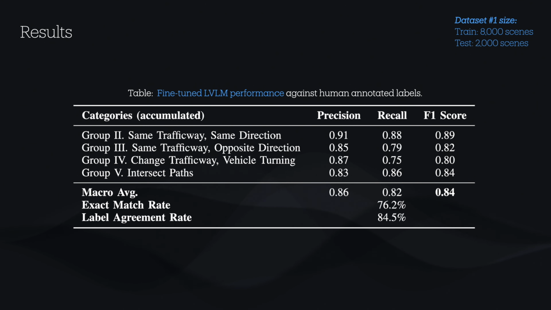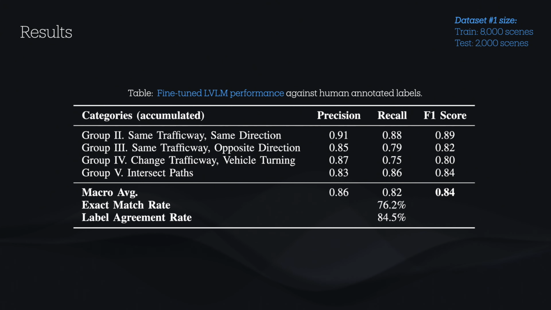We have accumulated results for these different groups that we're interested in. Group 1 is not here because it doesn't involve any other agent on the road. So we have these group types 2, 3, 4, and 5, which tell us what other types of interactions might have occurred. And we've computed these macro scores for precision, recall, and F1. This first portion consists of a data set that has a training amount of 8,000 scenes and test of 2,000 scenes, where we're trying to mimic the human annotated labels through the LVLM fine-tuning.